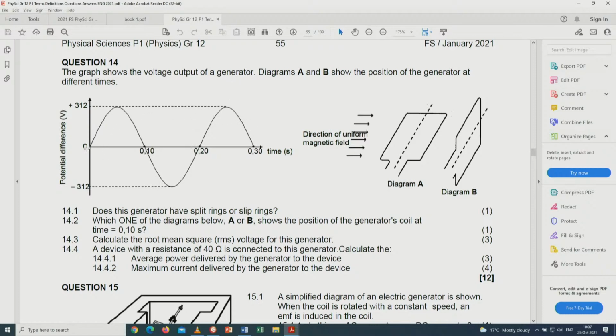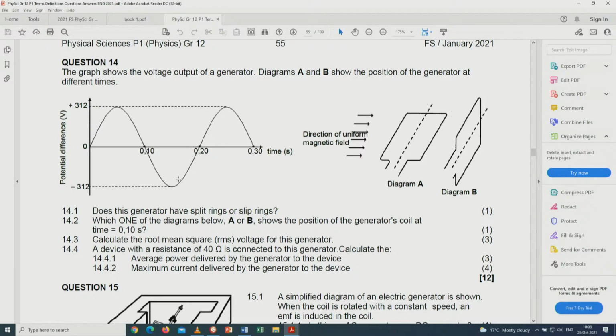And then the points where this graph intercepts the time or the x-axis, these are the points whereby my coil is in a vertical position. That means if I have to look between diagram A and diagram B, I can clearly see that in diagram B, my coil is in a vertical position. So the diagram B corresponds with this point, with this point, with this point, and with this point. Then my turning points, this turning point, this turning point, and this turning point are corresponding with diagram A.